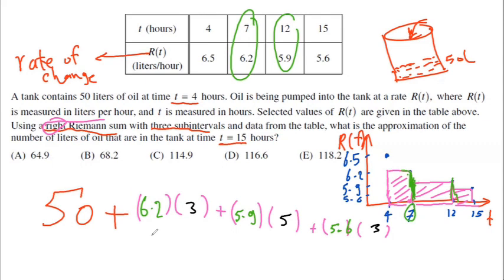Okay, so 114.9. That's the correct answer. You'll notice we didn't use 6.5 at all, and that's okay. You hate to leave some given not used, but this is the purpose of the question, to see if you know it's a right Riemann sum or a left Riemann sum. If it was a left Riemann sum, you would leave out 5.6, you wouldn't use it, so that's fine.